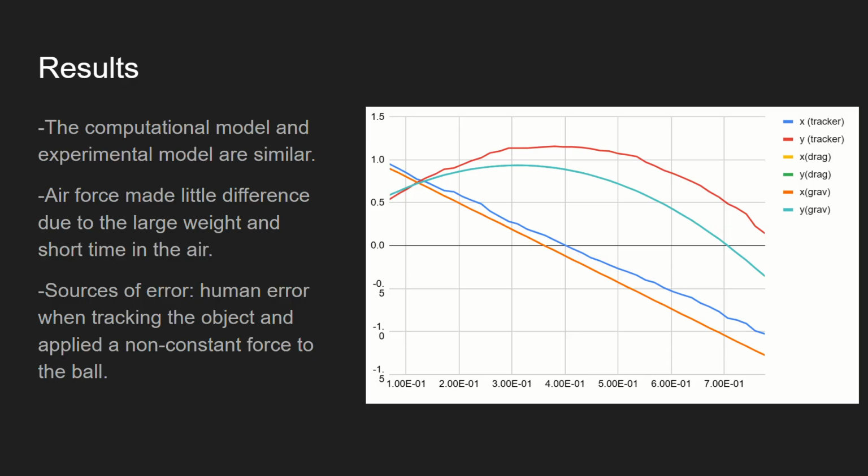The results show the computational model and the experimental data are somewhat similar. Air resistance made a little difference due to the large weight and the short time in the air. Some sources of error could be human error when tracking the object, and we could have applied a non-constant force to the ball.